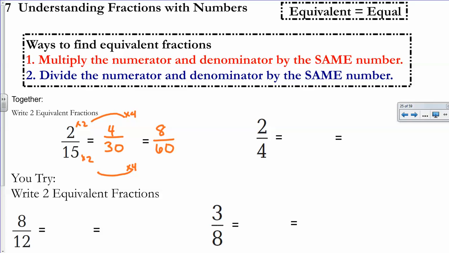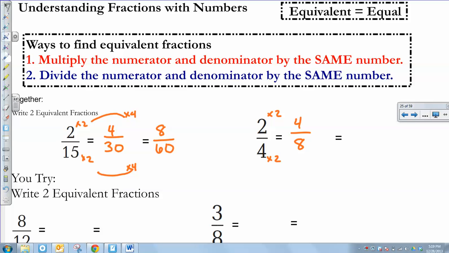Okay, let's try 2/4ths. The first time we're going to multiply. So I'm going to multiply my numerator and denominator by the same number. So I'm going to multiply by 2. It can be any number that you want as long as it's the same. 2 times 2 is 4. 4 times 2 is 8.